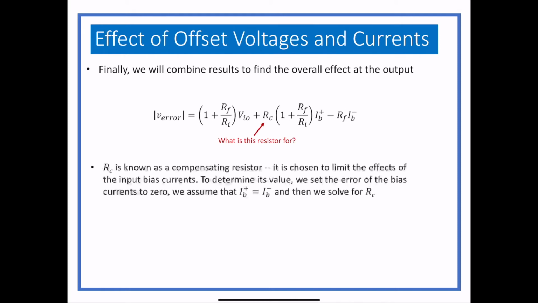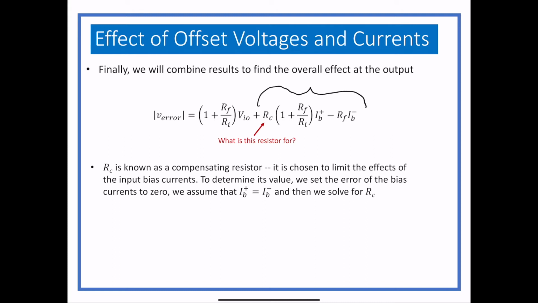So RC is a compensating resistor. What it does is it tries to limit the effects of the input bias currents. And what we do to figure out what value it has is we want to set the error of the bias currents to 0. So we want to set that whole bias current part to 0. So that would be this part of the equation. We're also going to assume that those two currents are equal.